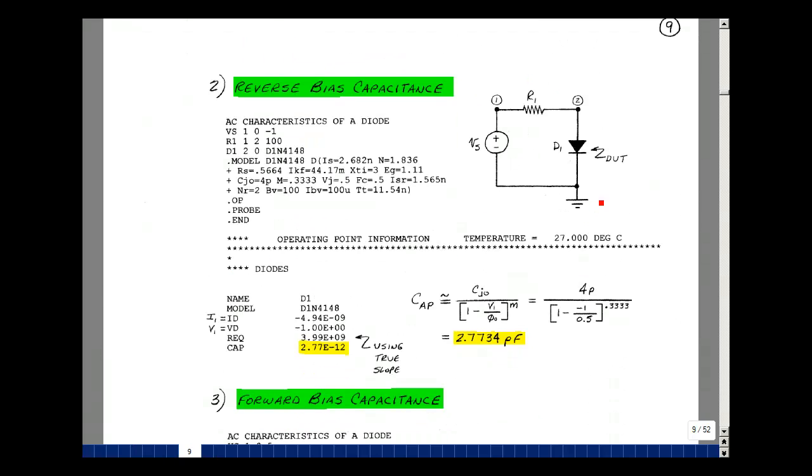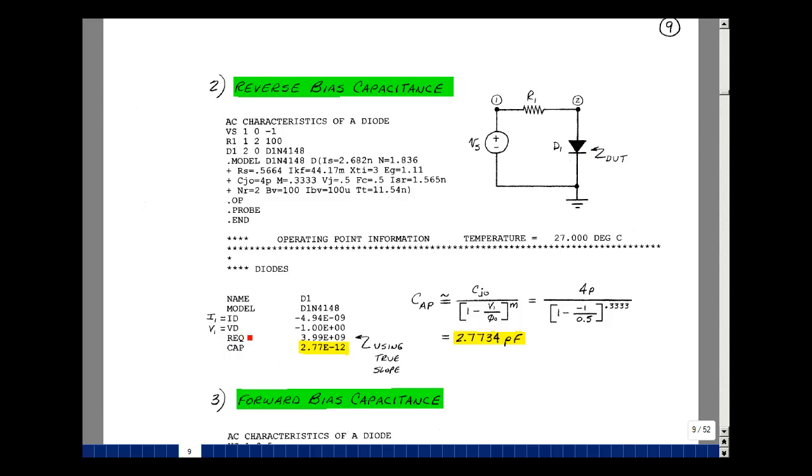Let's take our test circuit from the previous page and let's reverse bias the diode. By making V sub S equal to minus 1 volt, I'm going to ask for the operating point to see what we get for our calculated resistance and capacitance. Get four things out: ID, VD, R equivalent, and cap. Now ID and VD are actually I1 and V1 I defined on page 6. So V1 is the voltage across the diode, anode to cathode, and I1 is the current flowing into this diode.